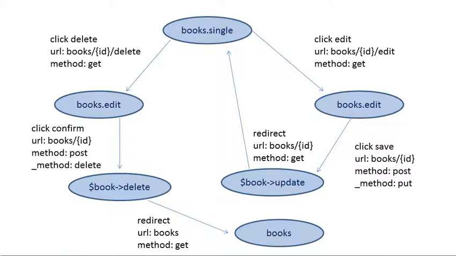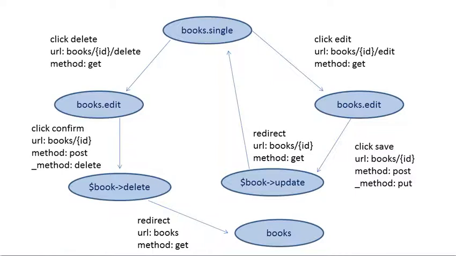And the method technically should be put based on a RESTful architecture, but most HTML forms do not support put. So we have a method of post, and Laravel uses a hidden method, underscore method, with the put command. What this should cause to happen is we should update the book, and then we'll simply redirect back to books with that ID and the get method, and that really just displays that same books single page again.